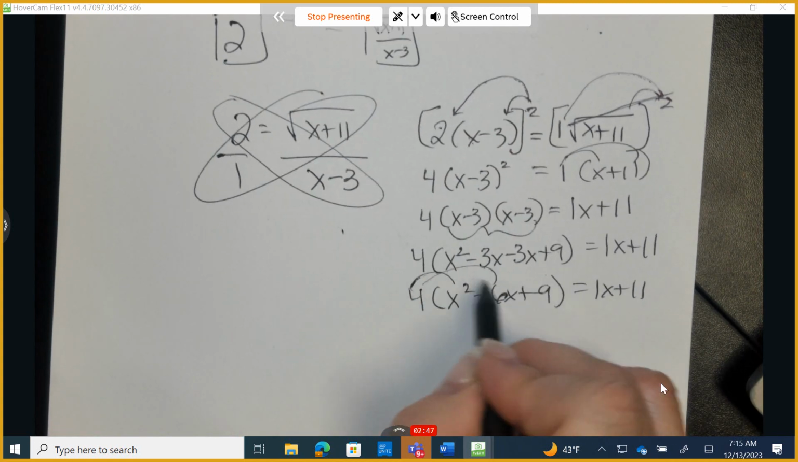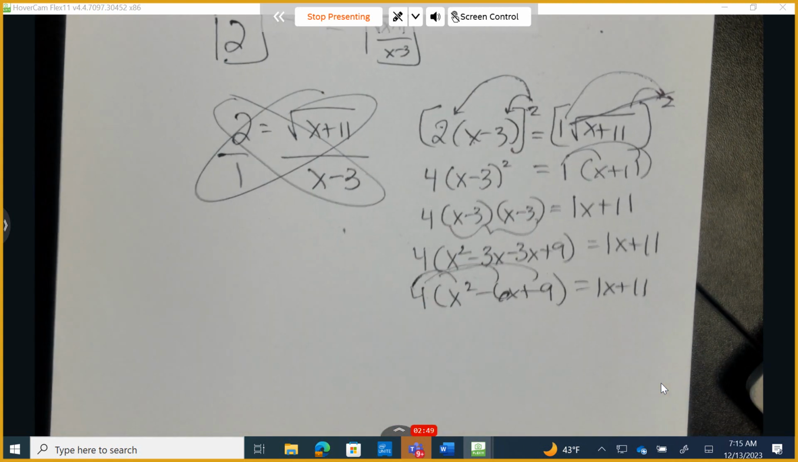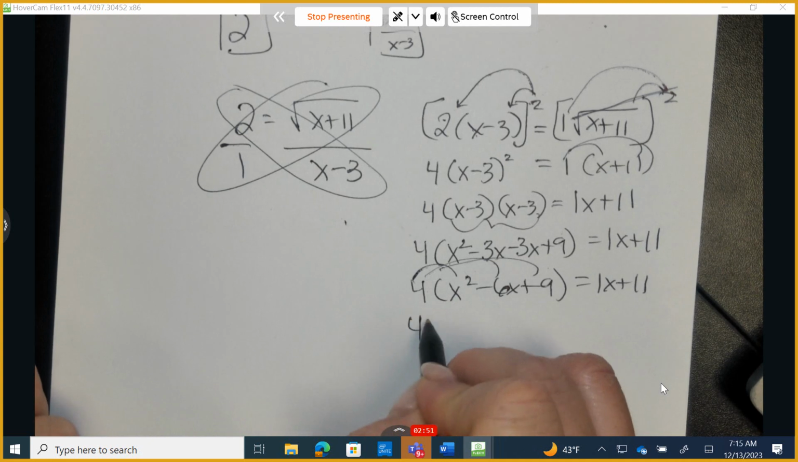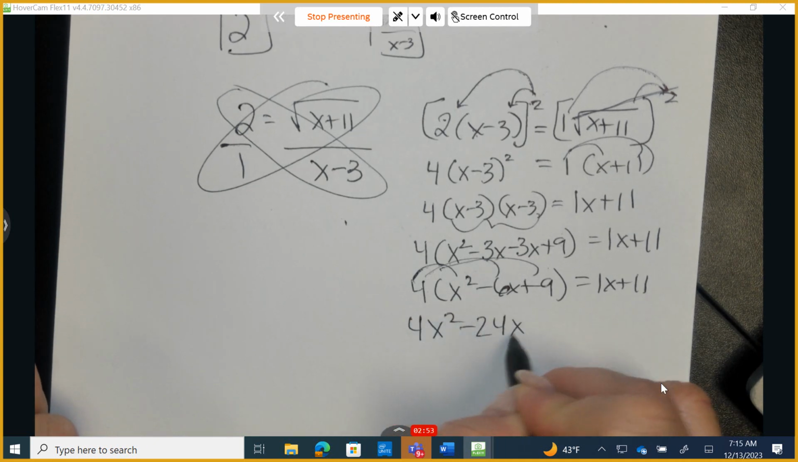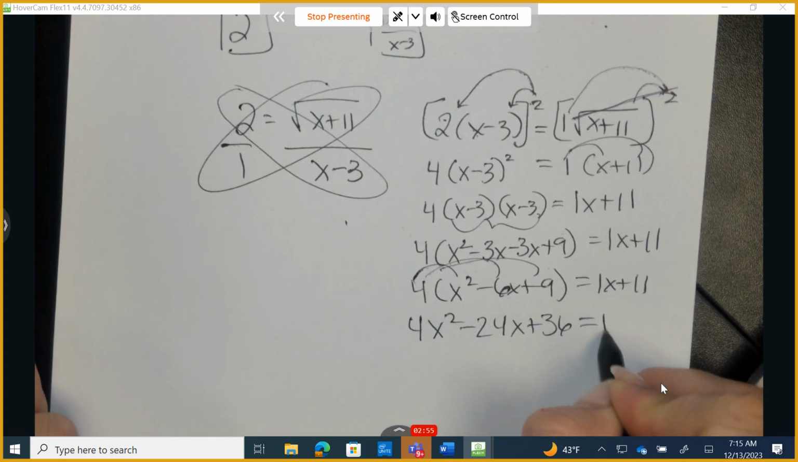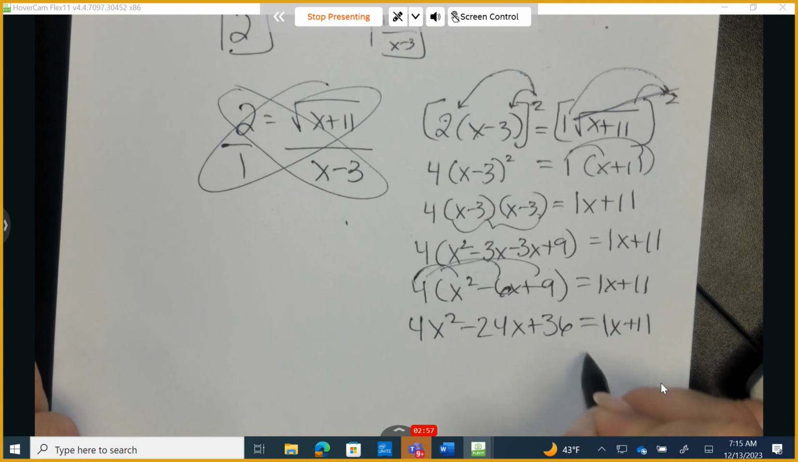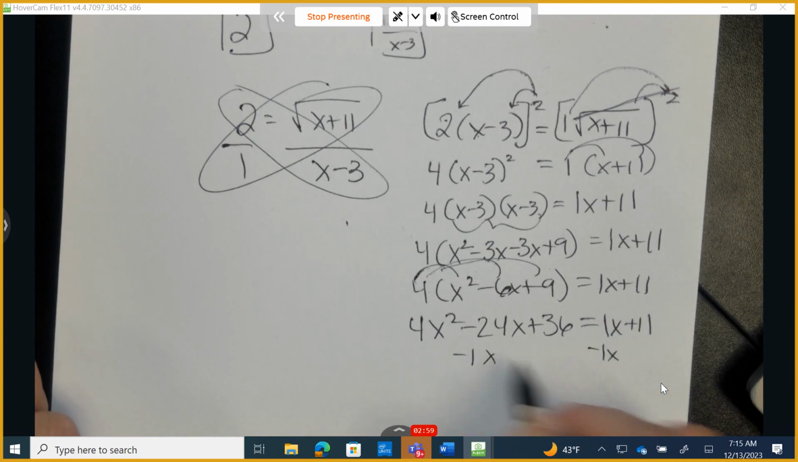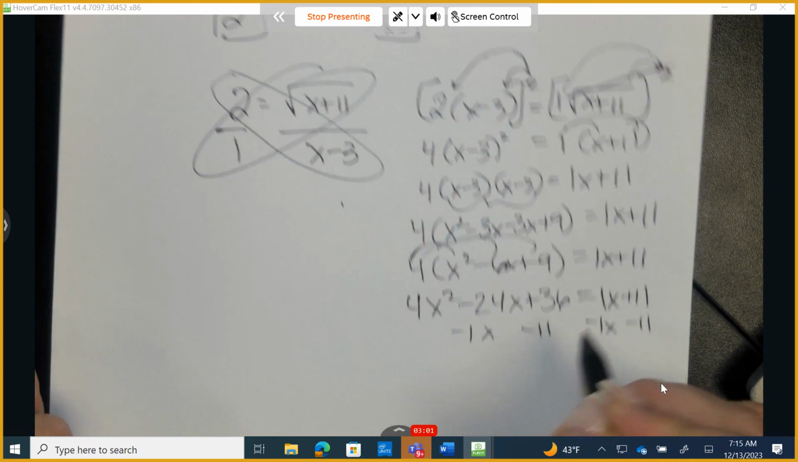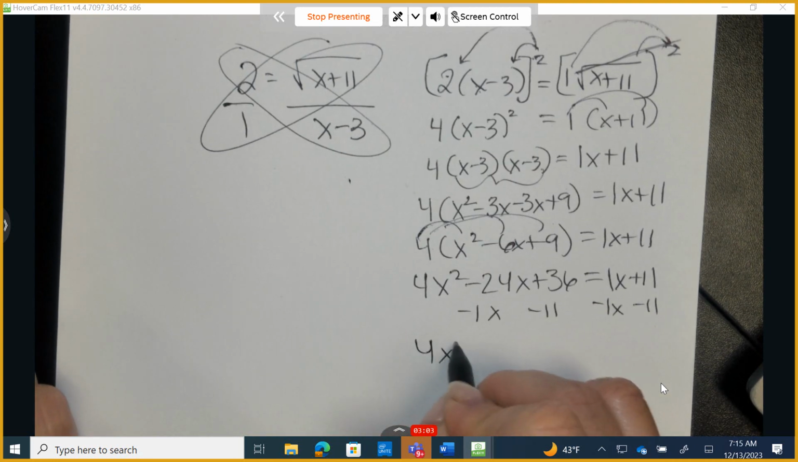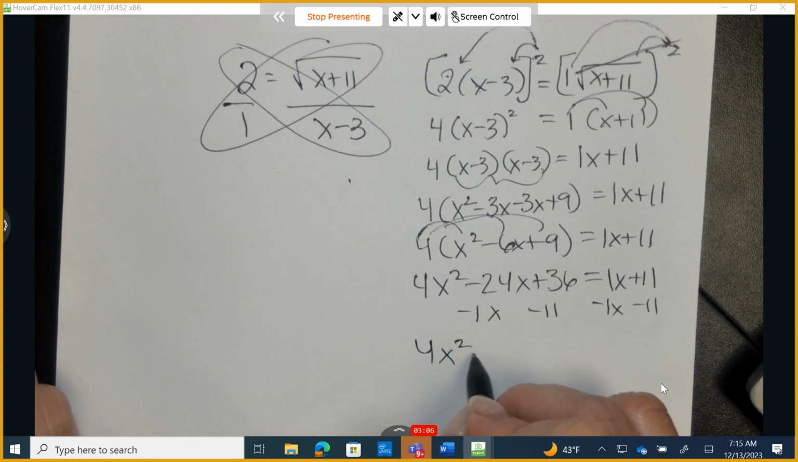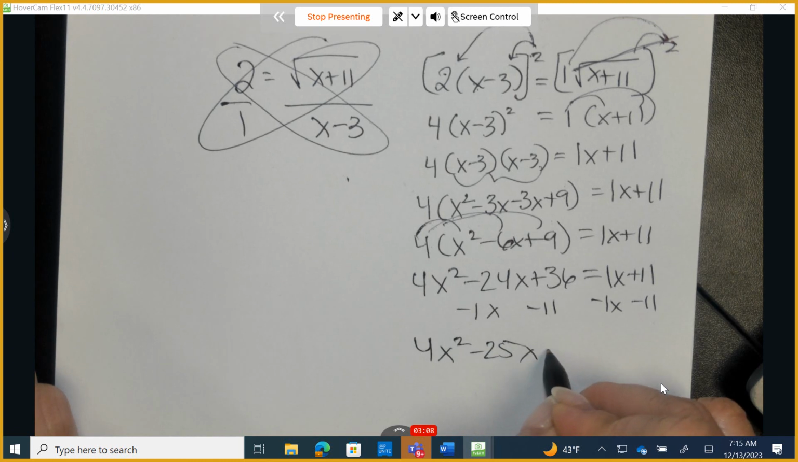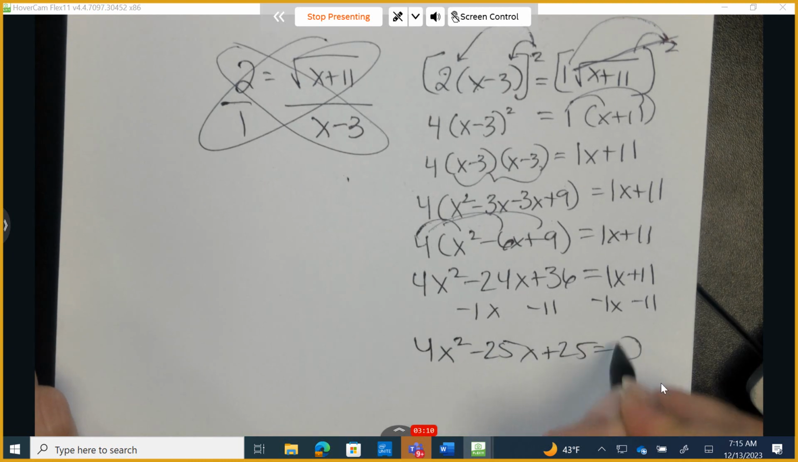And then I'm going to distribute and move everything to the side that has the x squared. So 4x squared minus 24x plus 36. Moving 1x over, moving 11 over. And now I have the quadratic equation 4x squared minus 25x plus 25 equals 0.